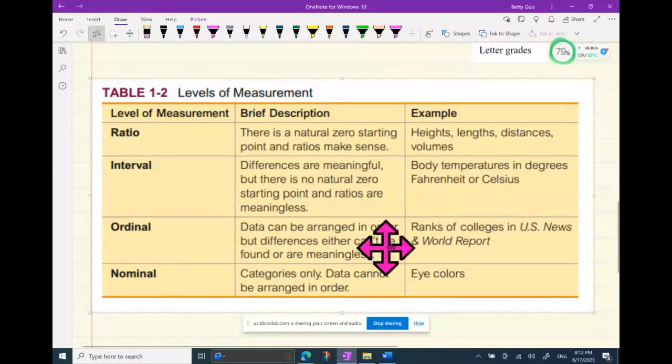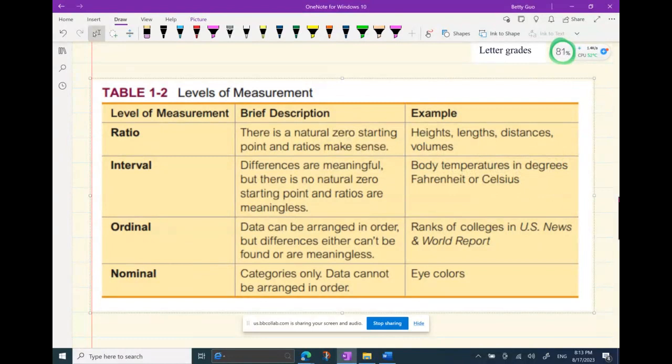For example, ranks of colleges in U.S. News and World Report. Those ranks are ordinal, right? Top 10, there's an order. But does it make any sense to subtract the second place university from the top 1 university? That probably doesn't make any sense, right? It does not make sense or cannot be found. Another example of ordinal is our letter grade.